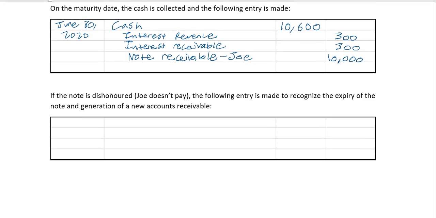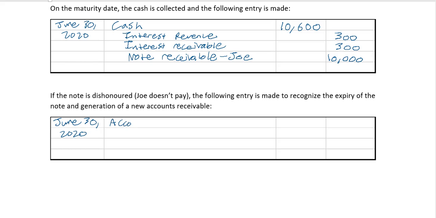If the note is dishonored, in other words, Joe doesn't pay, the following entry is made to recognize the expiry of the note and generation of a new AR. So it's going to be a similar journal entry. The only difference is going to be cash. So we get a cash debit. Now we'll have an AR debit. We'll transform the note into an AR balance.